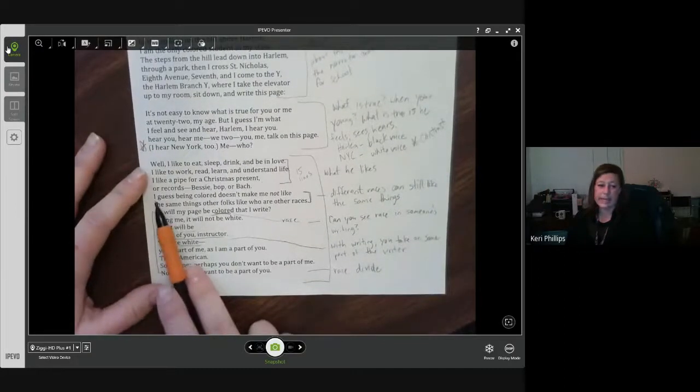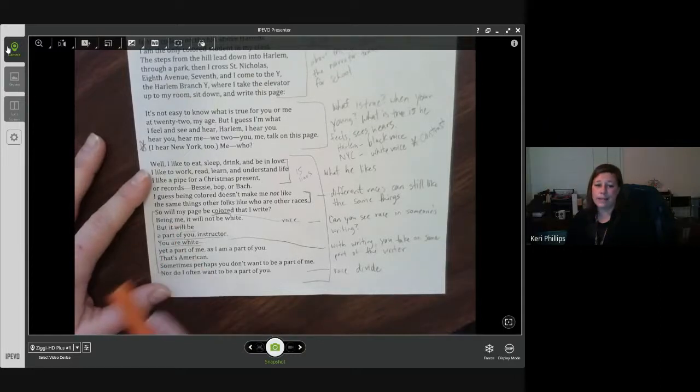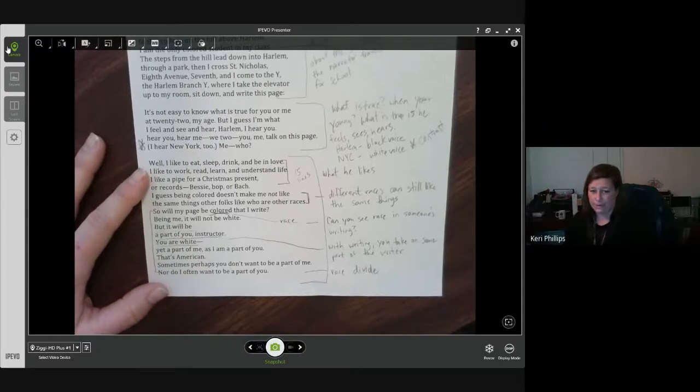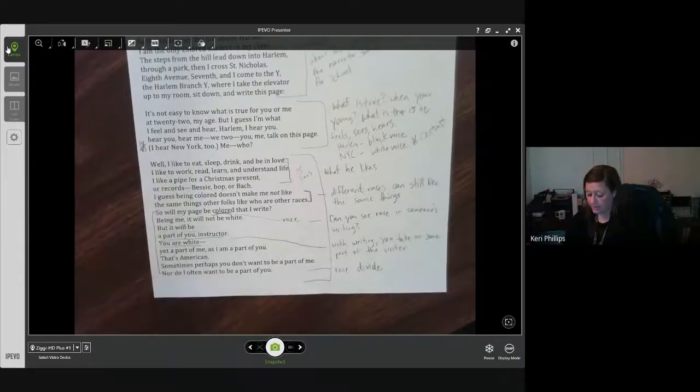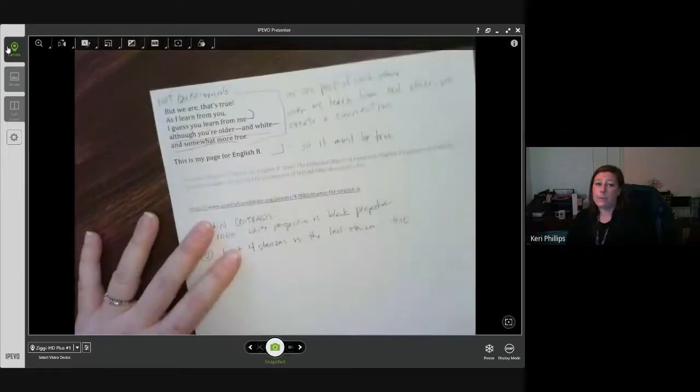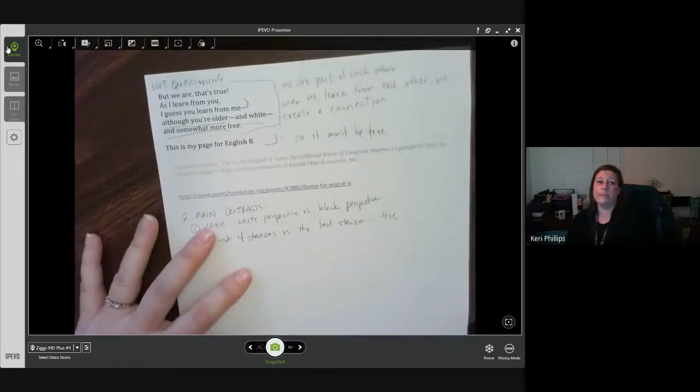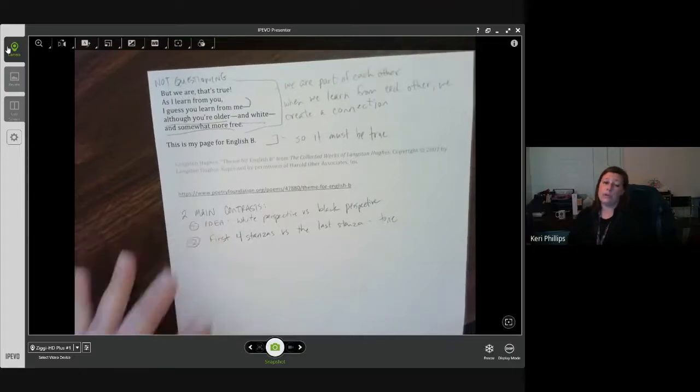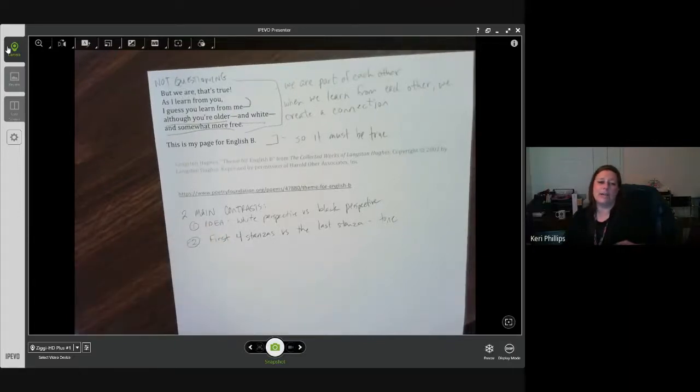I like this line. I guess being colored doesn't make me not like the same things other folks like who are other races. So will my page be colored that I write? Being me, it won't be white, but it will be a part of you, instructor. You are white, yet a part of me as I am a part of you. That's American. Sometimes perhaps you don't want to be a part of me, nor do I often want to be part of you. But we are. That's true. As I learned from you, I guess you learned from me. Although you're older and white and somewhat more free.